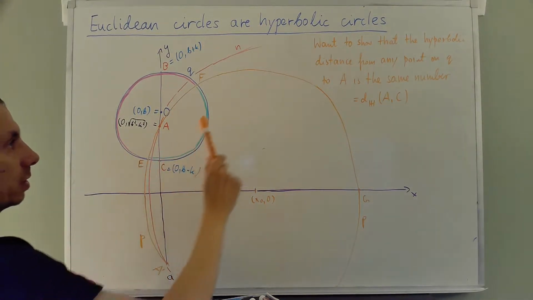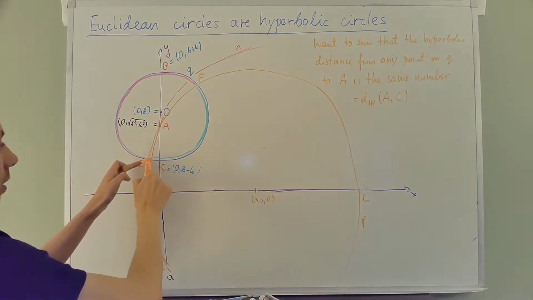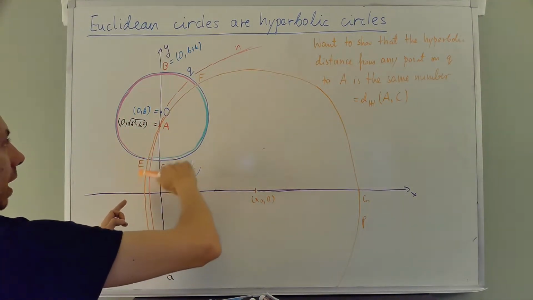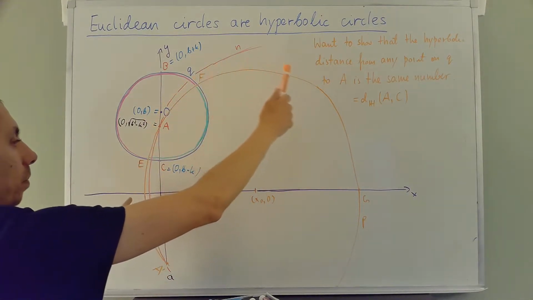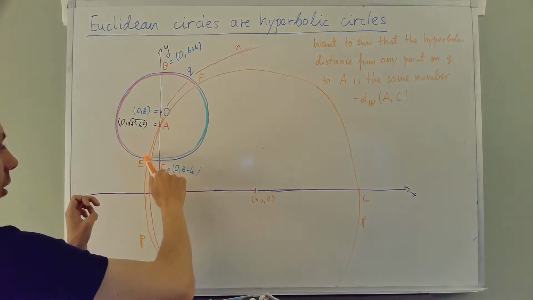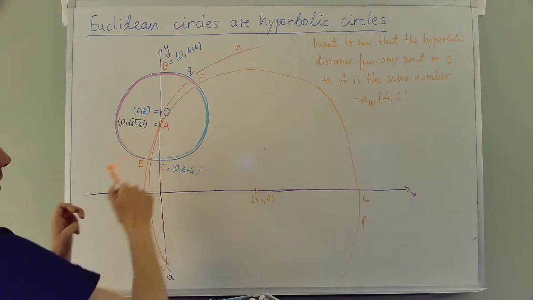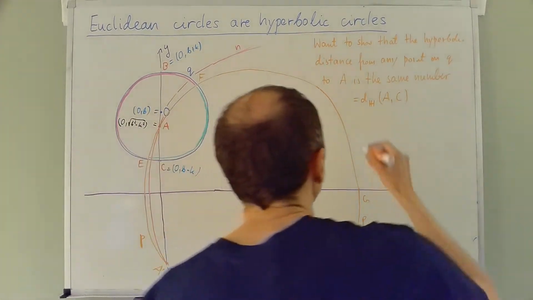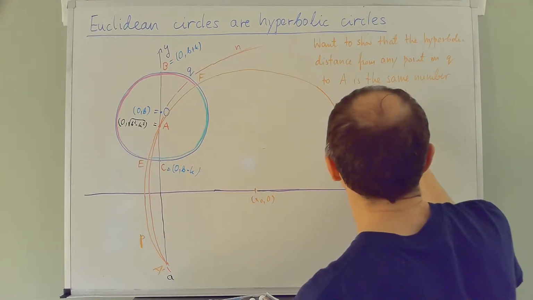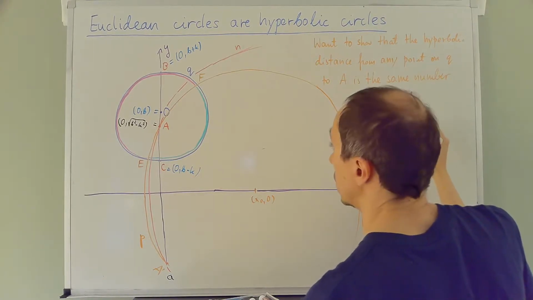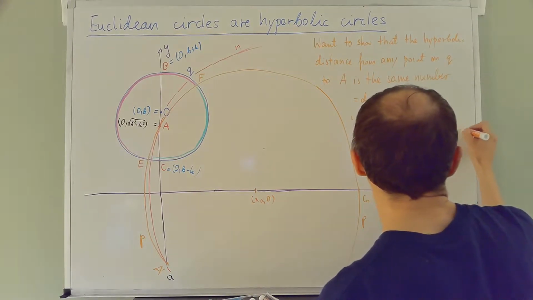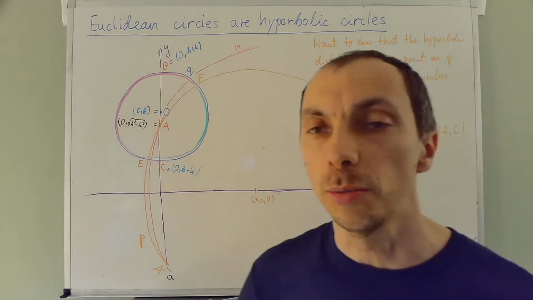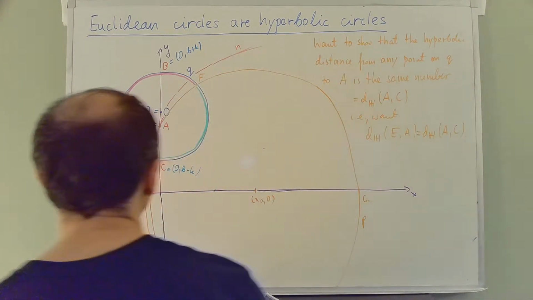So what's the any point? Well, that's the point E, right? So I drew any geodesic, any circle P that intersected the circle Q at some point E. So I want D_H(E, A) to be D_H(A, C). So this E represents here this arbitrary point on Q.